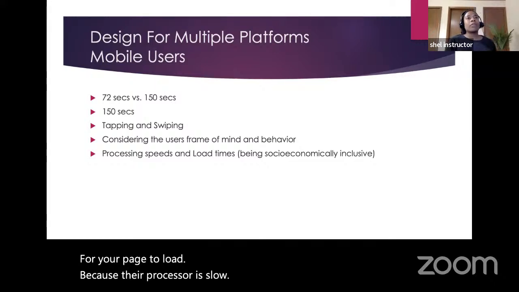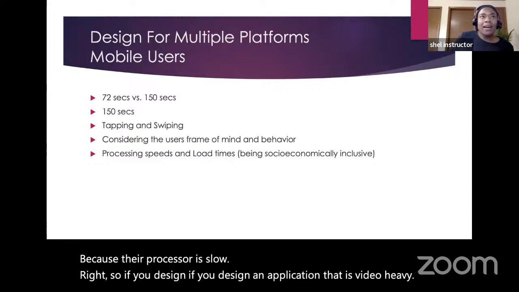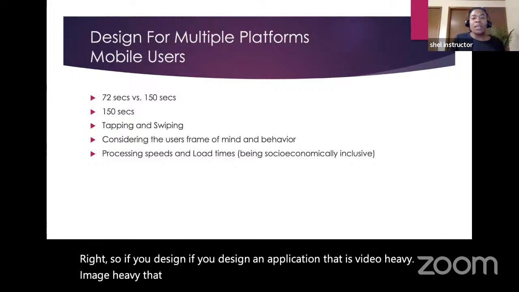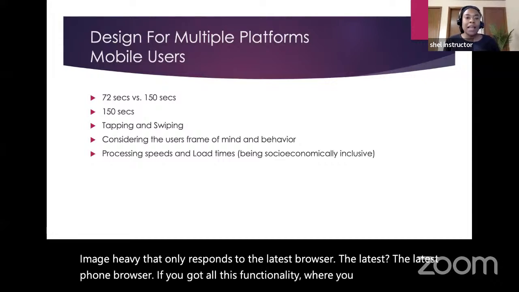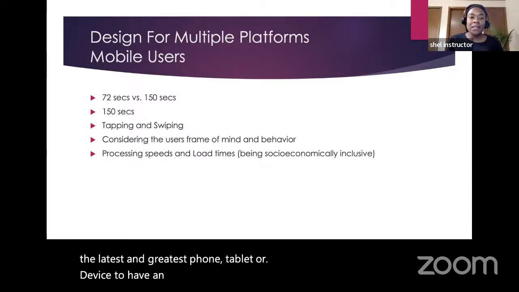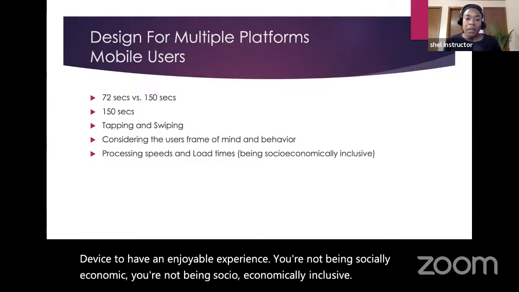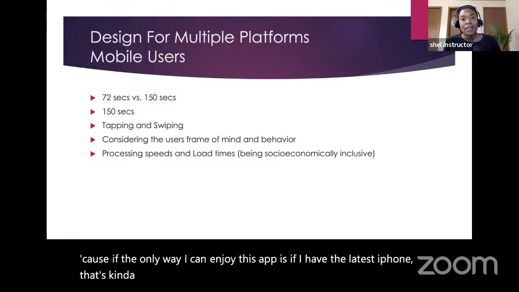Right. So if you design an application that is video heavy, image heavy, that only responds to the latest browser, the latest phone browser. If you got all this functionality where you have to have the latest and greatest phone, tablet, or device to have an enjoyable experience, you're not being socioeconomically inclusive. Because if the only way I can enjoy this app is if I have the latest iPhone, that's kind of not fair. You know what I mean?